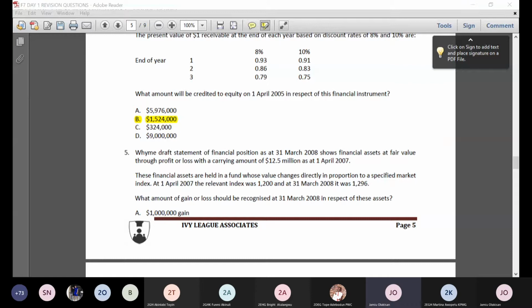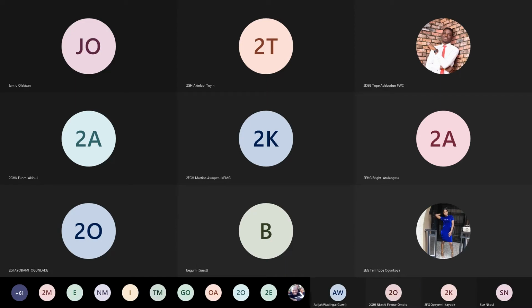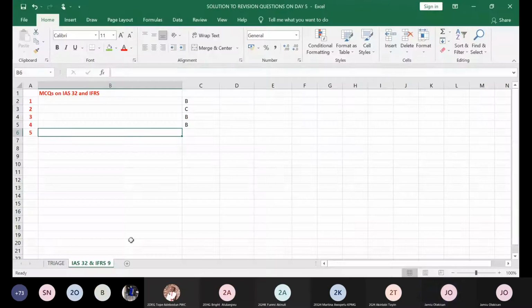So let me share my screen. You can see the Excel, right? Question 5. We can see the question. Okay, we can see the Excel now.